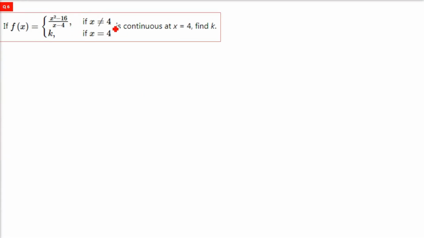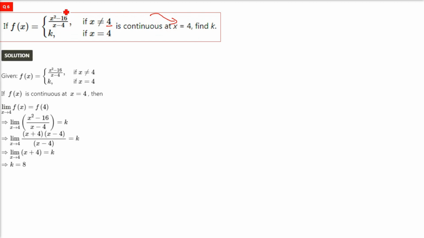If f(x) is equal to these two functions, one is the constant k when x equals 4, and the other applies when x is not equal to 4, and it is continuous at x equals 4, we have to find k. Let me tell you once again, just to recall, that the limit as x tends to 4 of (x square minus 16) by (x minus 4) should be equal to f(4).